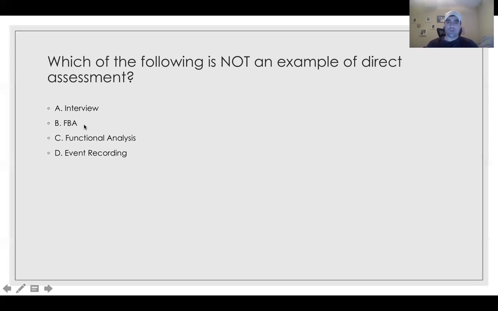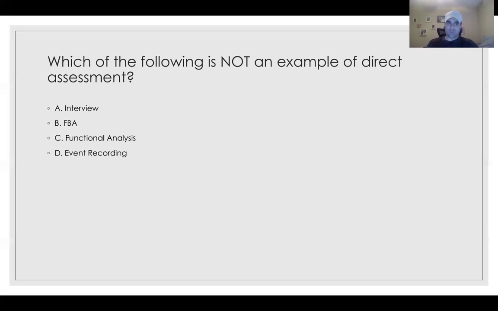Functional behavior assessment. Yes, this is a direct assessment. You're directly observing the client. You're watching the client do things. That's direct. Functional analysis. This is direct assessment. You're watching the client. You're directly seeing what the client is doing. You're working directly with the client.